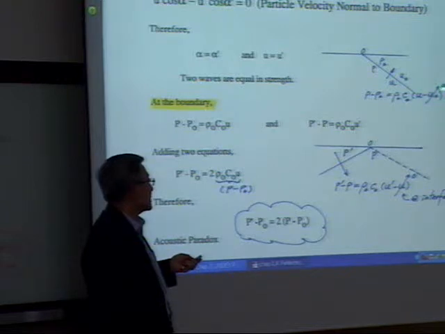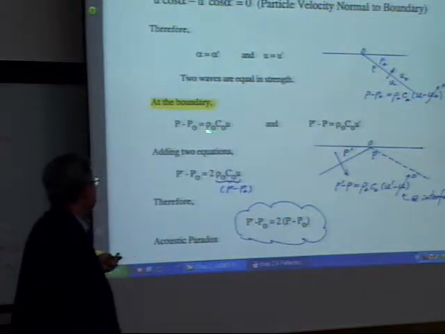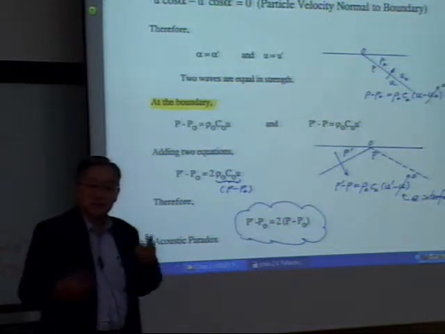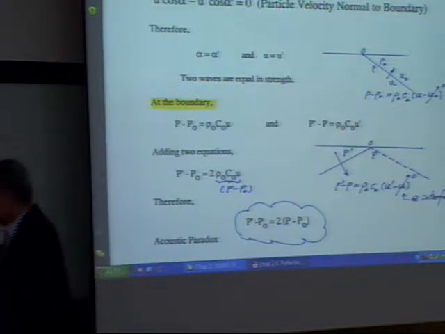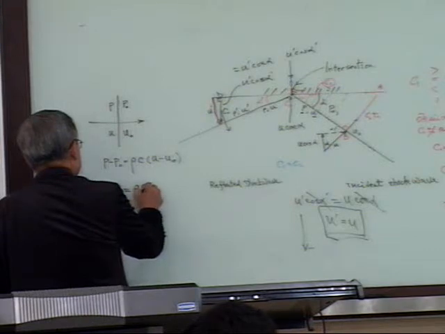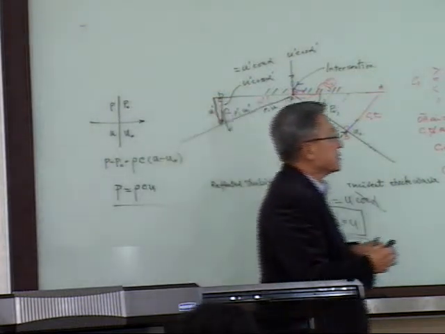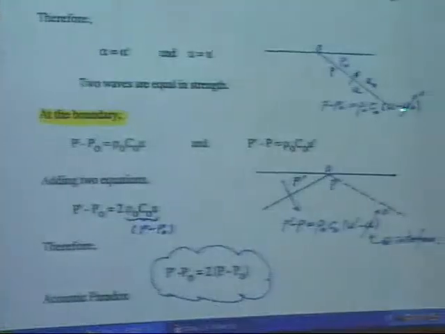And I say U naught is equal to 0. You can think of that too, right at the boundary. Usually this is the situation. Or sometimes I replace P minus P naught with P, as a dynamic pressure, taking out all the static component. So I said you can just consider P is equal to rho C U. Nothing to confuse, okay? So right at the boundary here, this is what I'm considering.